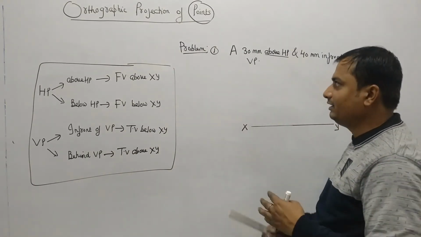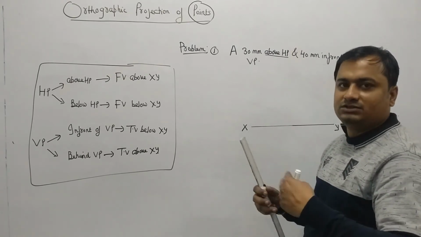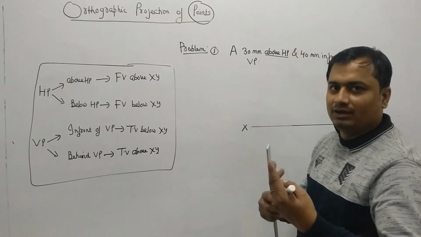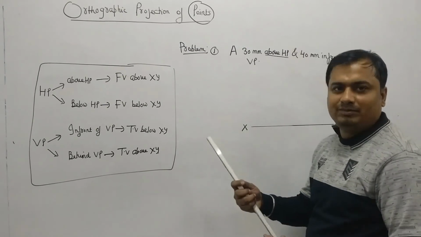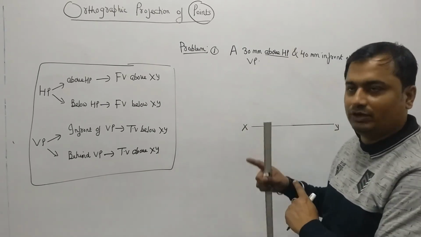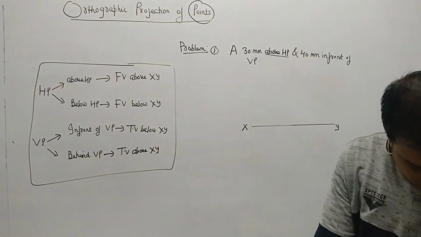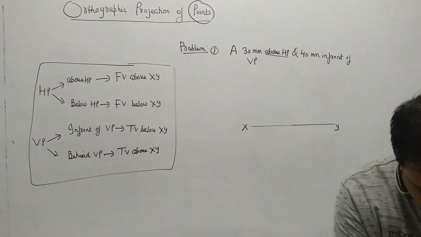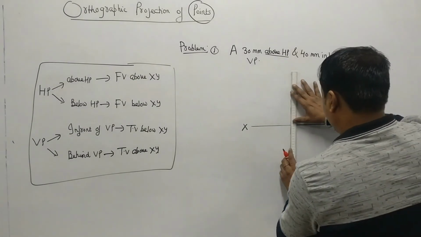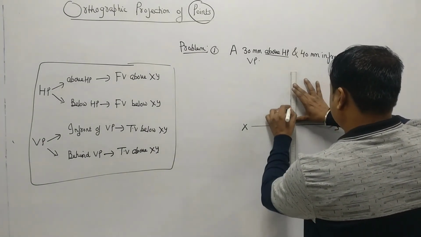That's what I have told you, that the problem is going to decide how much the A dash will be above and how much A will be below. So 30 mm above. So what you have to do? You have to move 30 mm from this XY. Suppose this is 30.